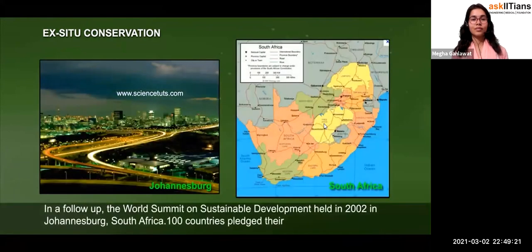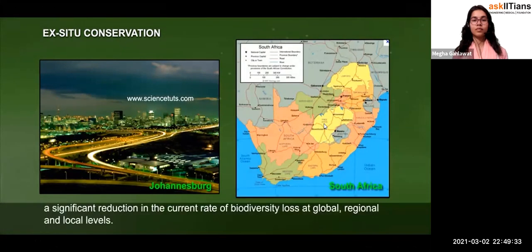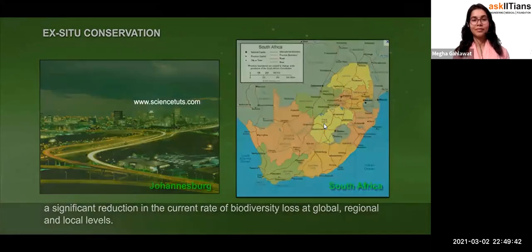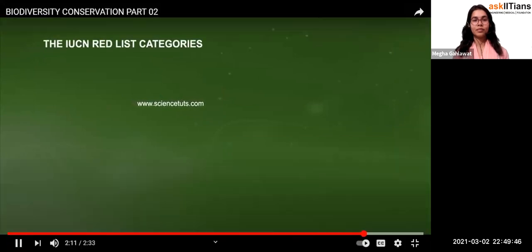In a follow up, the World Summit on Sustainable Development held in 2002 in Johannesburg, South Africa, 100 countries pledged their commitment to achieve by 2010 a significant reduction in the current rate of biodiversity loss at global, regional, and local levels. The IUCN Red List categories.